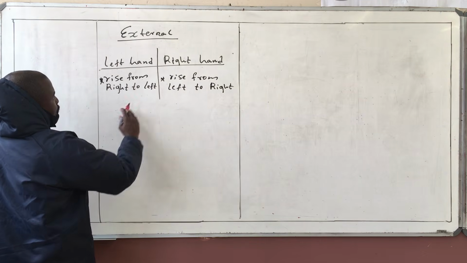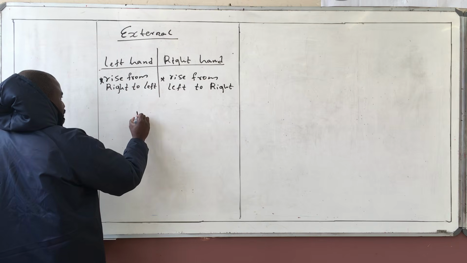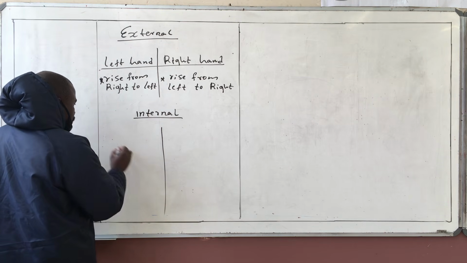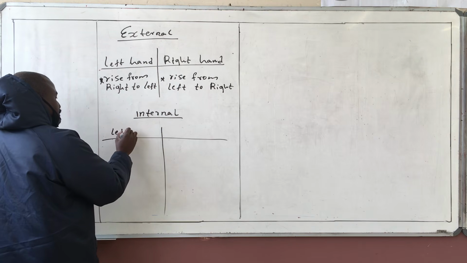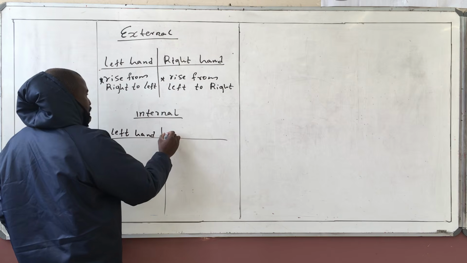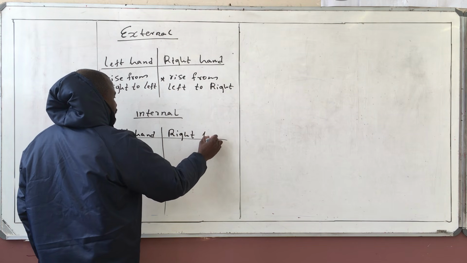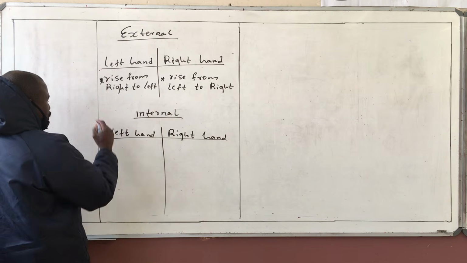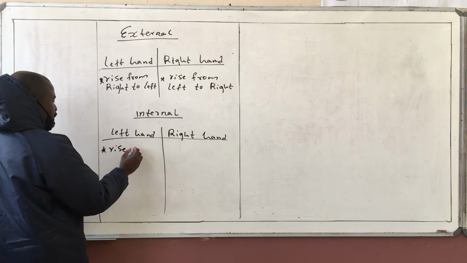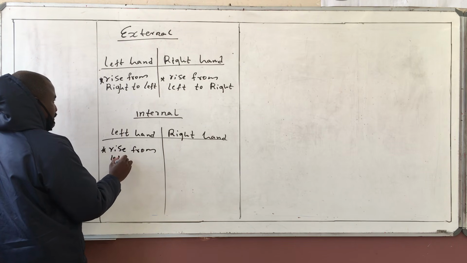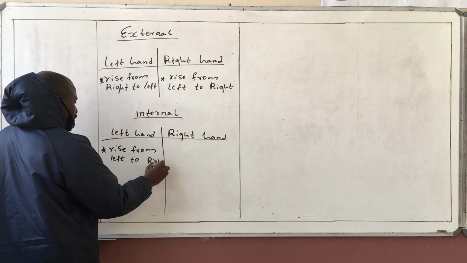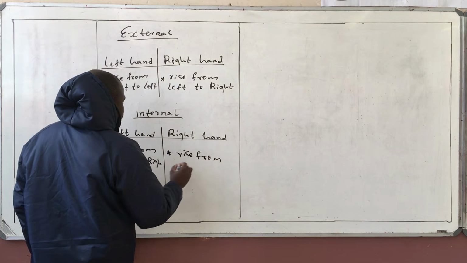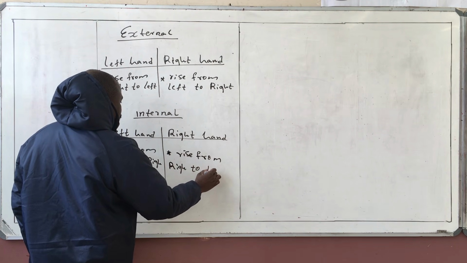So for internal square thread, you also have a left and also right hand, whereby under a left hand, this one is the opposite of that one, meaning this one will rise from left to right. This one will rise from right to left.